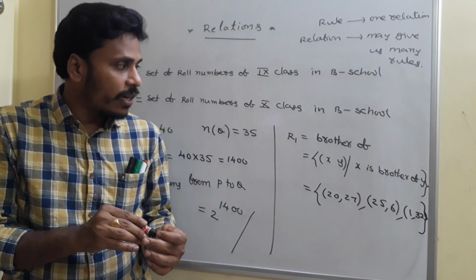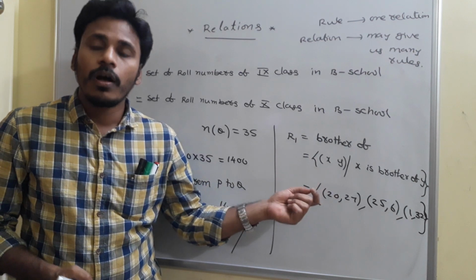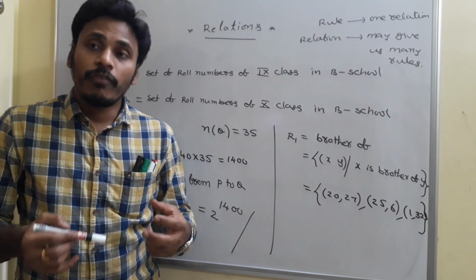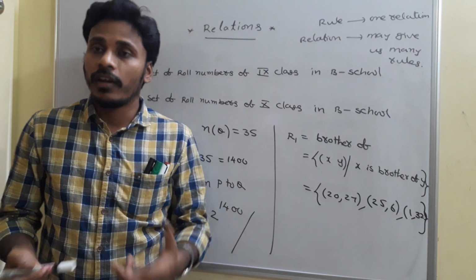Here the rule of the relation is brother of. If you think about that relation, brother of, for sure these are the only possible ordered pairs. We don't have any other pairs.